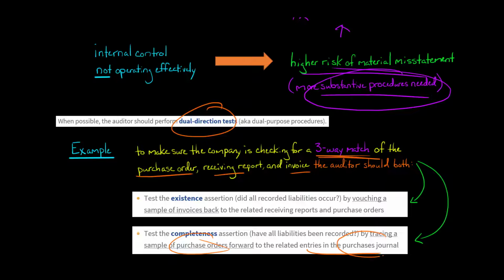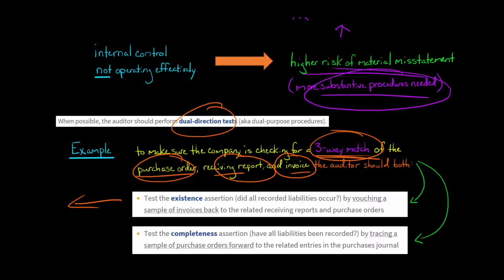Was that ultimately recorded in the purchases journal? Okay, so either way, what we're looking for is this three-way match of the purchase order, receiving report, and the invoice. But one way we're going back, vouching back to the supporting documents, and the other way we're starting with the purchase order, and then we're going forward, tracing that forward to see the other documents.